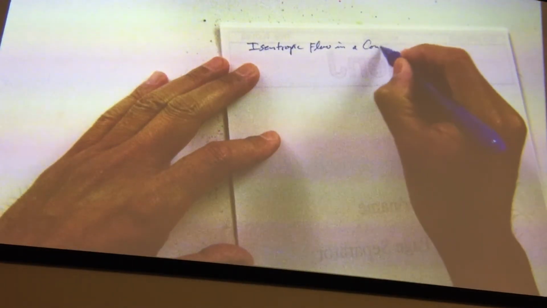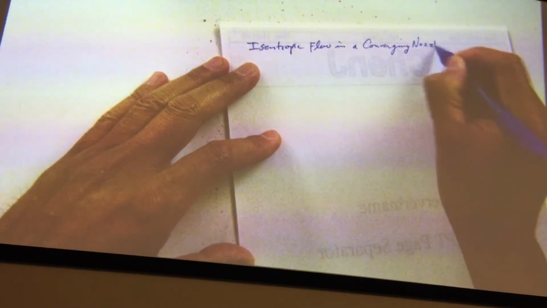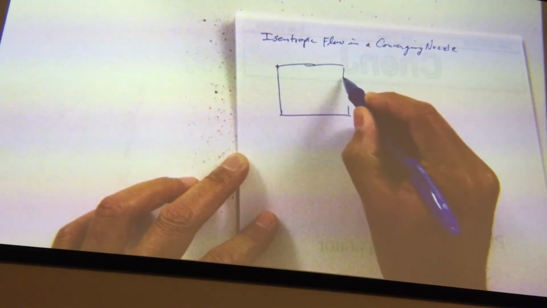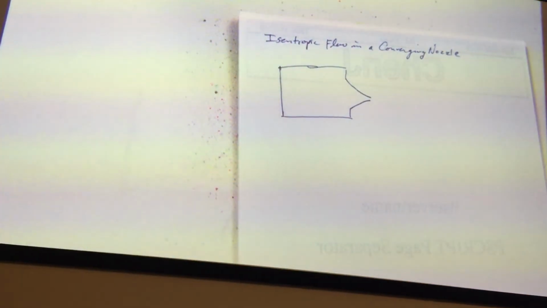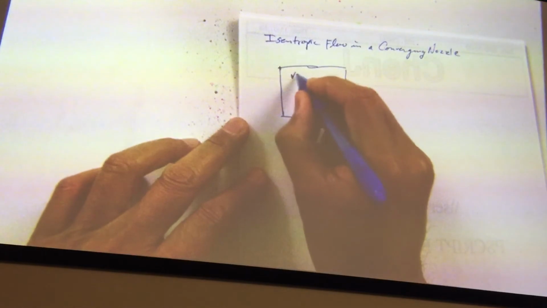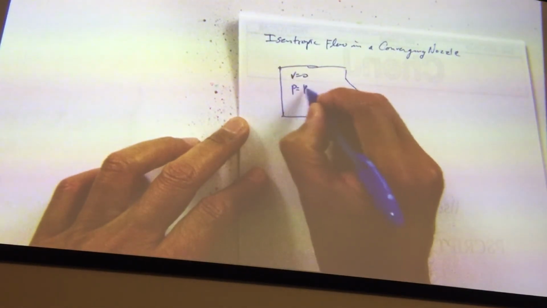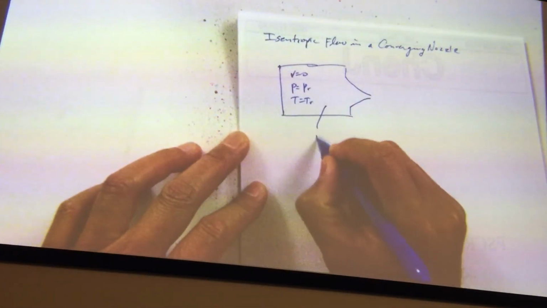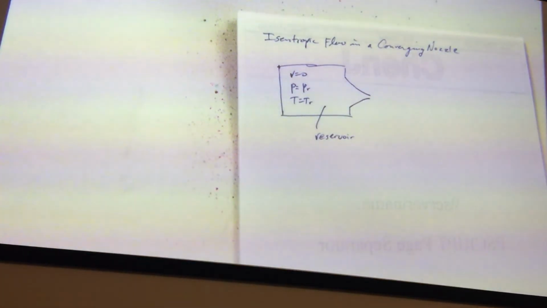Conversion nozzle. Let's imagine you have a reservoir, and then you have a conversion nozzle. Only conversion. So here V is equal to 0. You have P equal to PR. R means reservoir. So this is stagnation also.